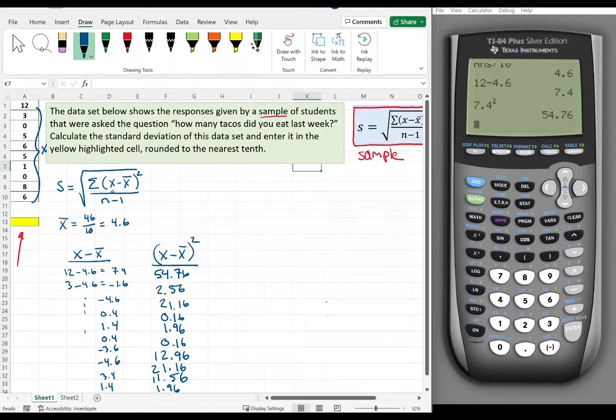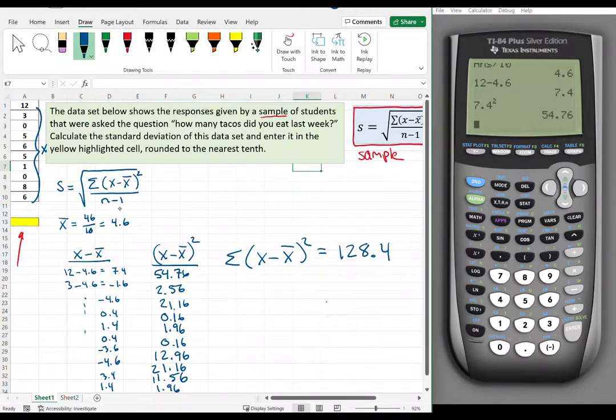Okay, so now we've done the subtraction of each x value minus the mean. We've taken each of those 10 numbers and squared them. Now we've got to add them up. I also have to take these 10 numbers and add them up. So 54.76 plus 2.56 plus 21.16 and so on. Now again, I've prepared this ahead of time. That's 128.4.